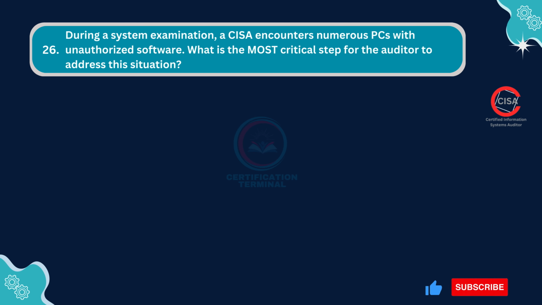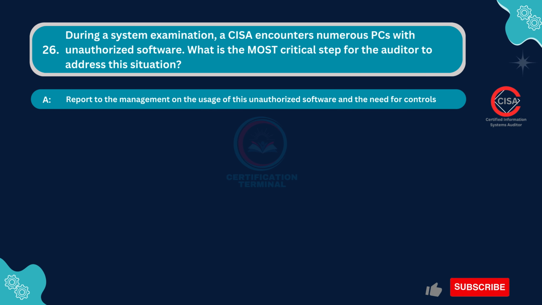Question number 26. During a system examination, a CISA encounters numerous PCs with unauthorized software. What is the most critical step for the auditor to address this situation? Option A, report to the management on the usage of this unauthorized software and the need for controls.